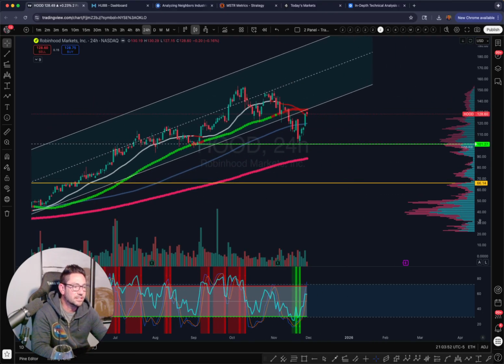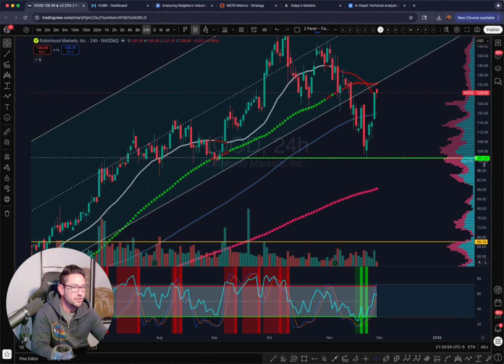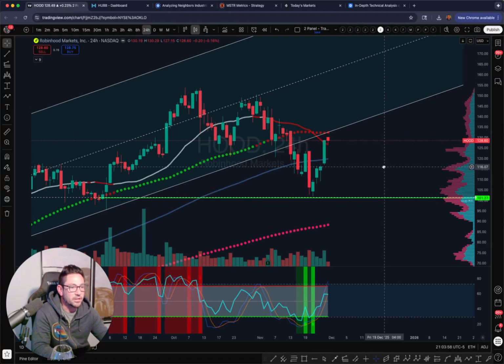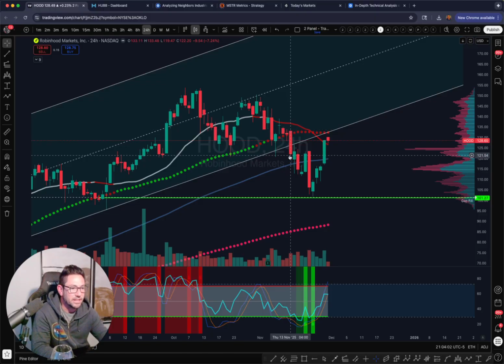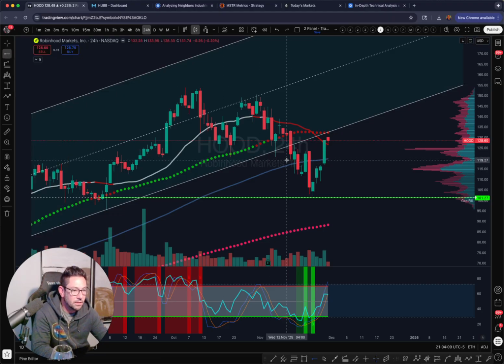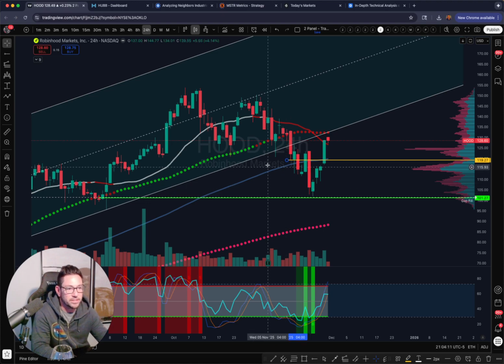So now let's zoom in, because this is where the nuance becomes really important. I want to walk you through the anatomy of this breakdown. First things first, we had the breakdown. We had a low on that candle of, I'm just going to mark that out, about 119.27, okay?